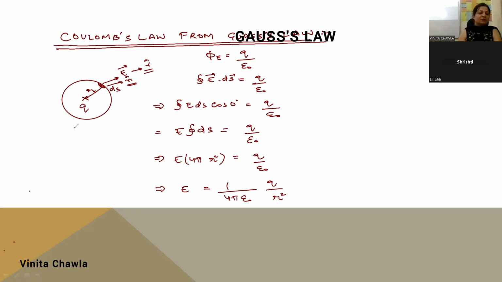Clear? Consider another charge q naught placed anywhere on the surface, on the Gaussian surface. So this charge will experience a force, an electrostatic force will be exerted on this charge due to this charge. So this is the source charge, and that one is a test charge. So this charge will experience force due to the source charge.